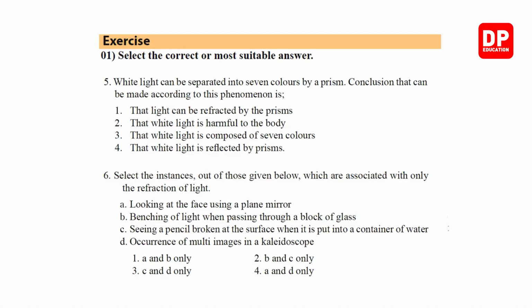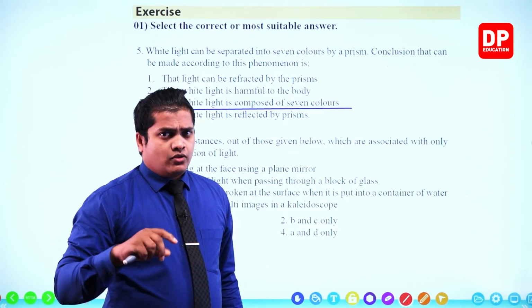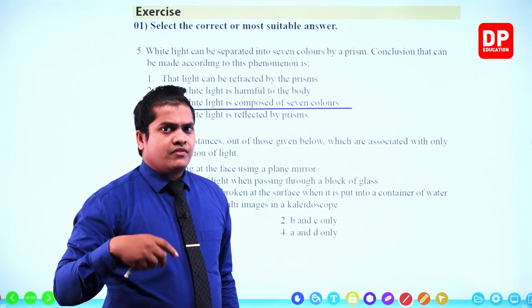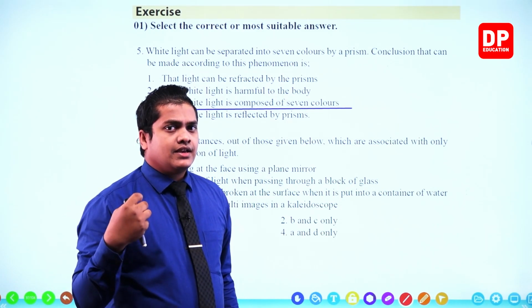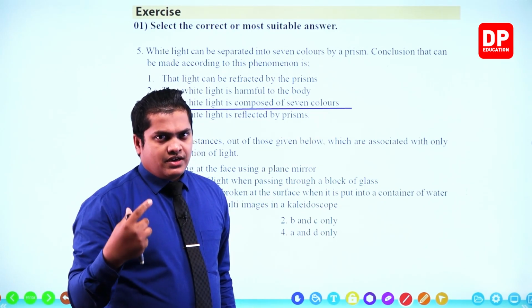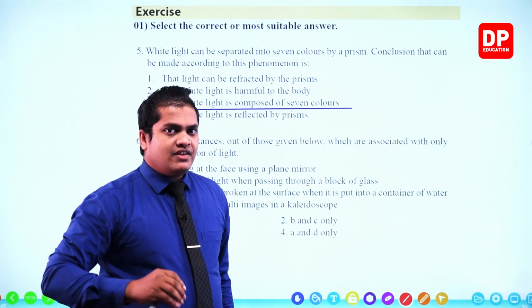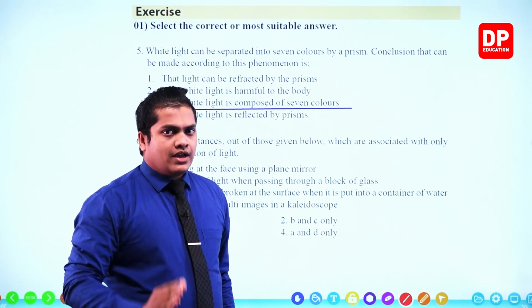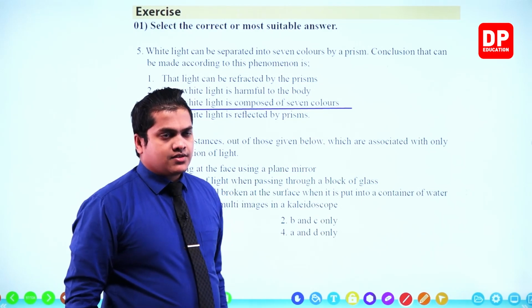White light can be separated into 7 colors by a prism. The conclusion that can be made according to this phenomenon is, light can be refracted by prisms. White light is harmful to the body. White light is composed of 7 colors. Yes, this is the conclusion. Even we did this activity outside the laboratory, and you could clearly observe that the white light is getting separated into 7 different colors by the prism. By that way, we came to a conclusion that white light is composed of 7 different colors.